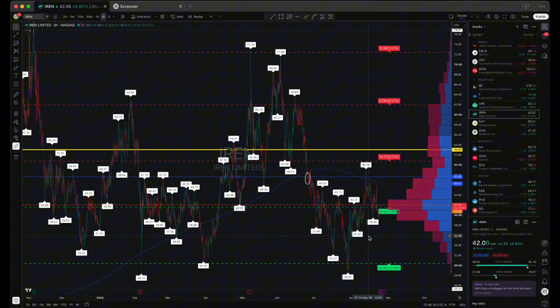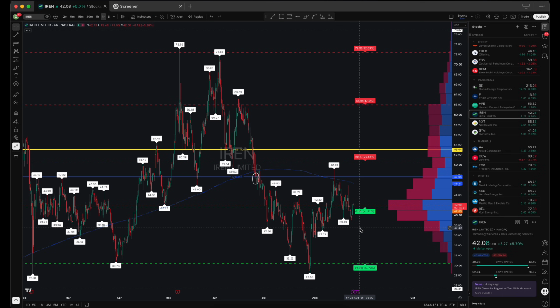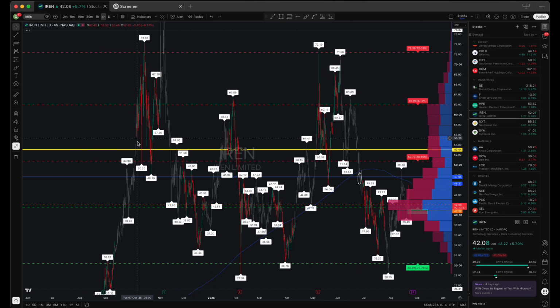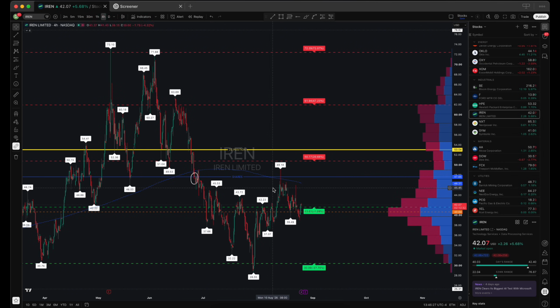We came in, we broke it. We're trading very far off of it right now, and we want to see us get back above that. But this is one of those positions where we came above it, came below it, bounced off it. Now we're trading below it again. So IREN hasn't been doing anything for a while.